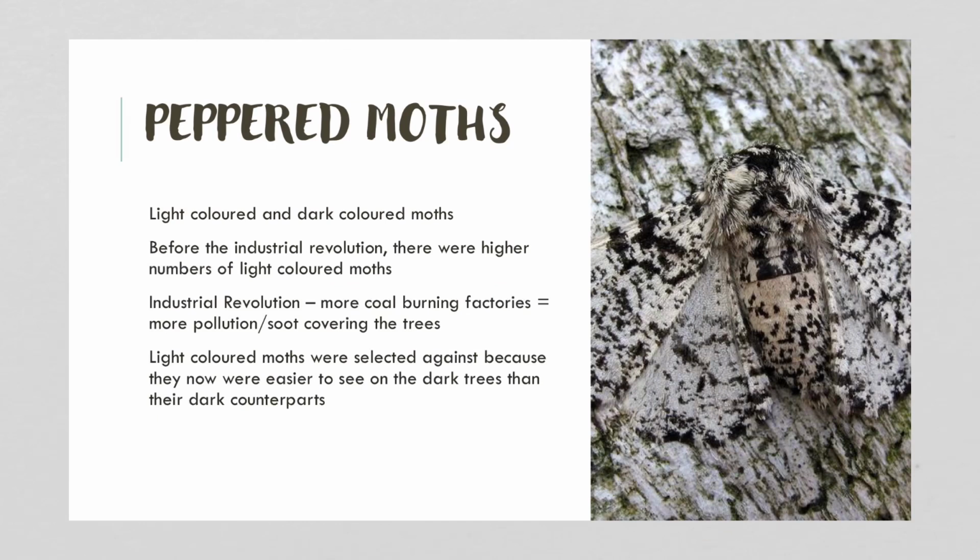So one example would be peppered moths. As you can see, it's very hard to see the moth on this tree, but there's the outline of it right here. So there are two different variations of peppered moths. There's light colored and dark colored.